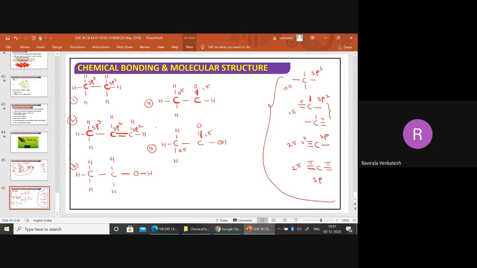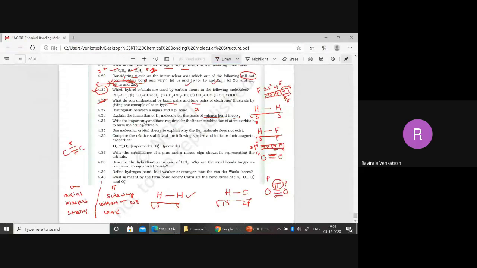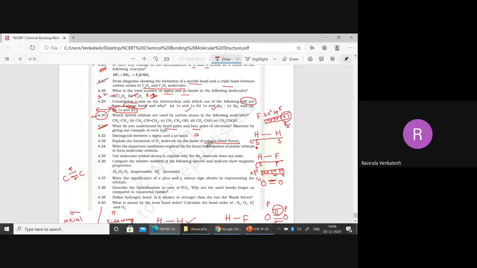Okay. Now in your notebook, draw these structures and write the hybridization. Take a snapshot of this one. Otherwise, I will record this. Already it is being recorded, so you can watch from that also. So this is about questions from valence shell, valence bond theory, and hybridizations here. So tomorrow I will start molecular orbital theory. We'll discuss that one.